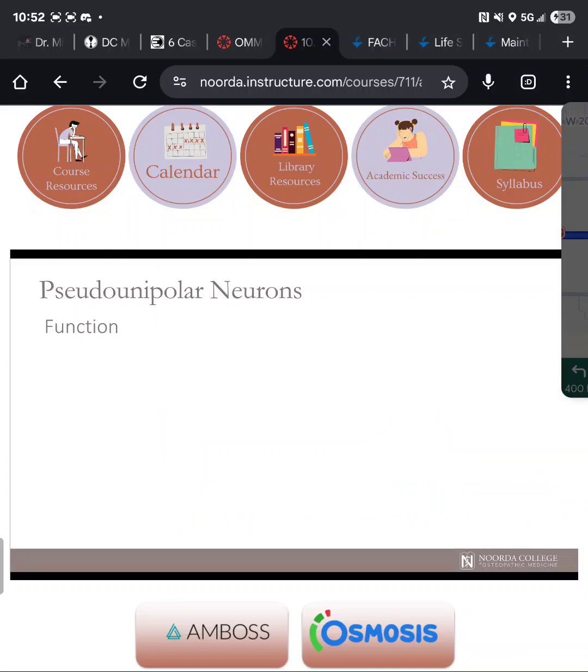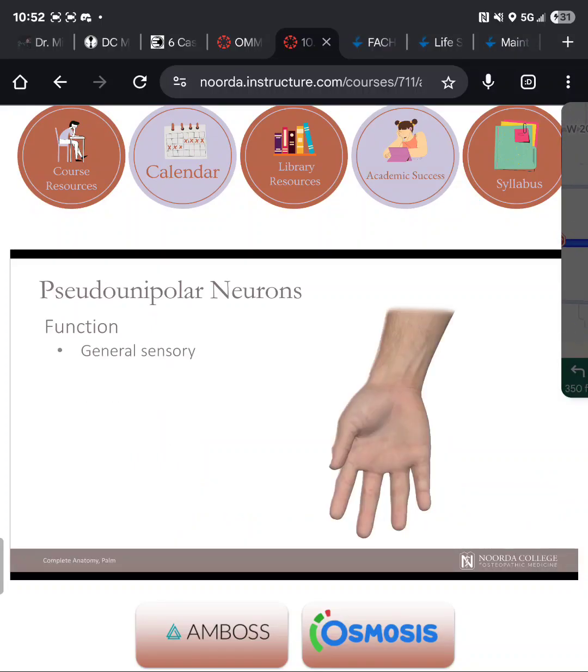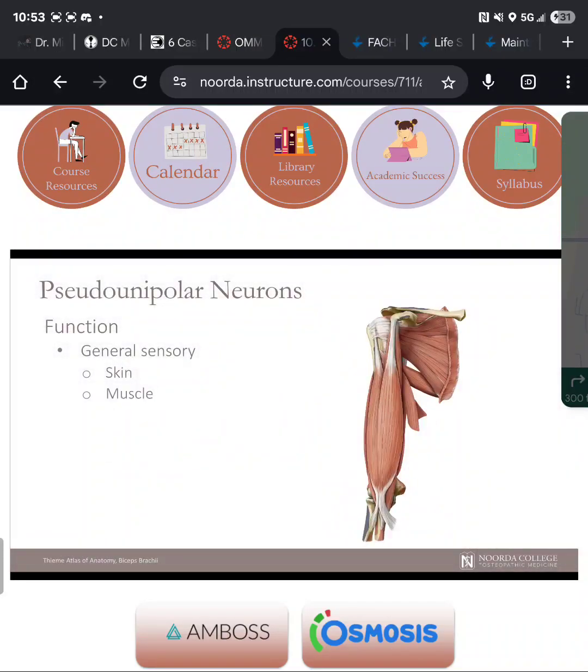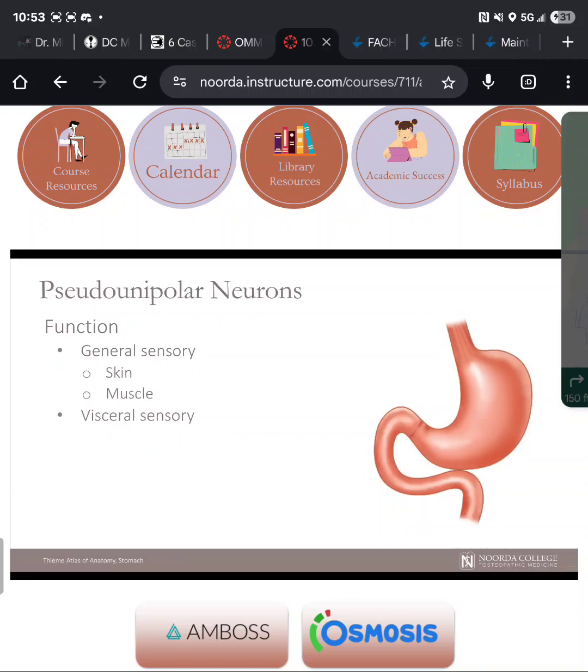Now let's look at the different types of pseudo-unipolar neurons. The first we'll look at are general sensory neurons, and those do sensory to the skin, particularly with pain, temperature, touch, and pressure, as well as sensory to muscles with pain and proprioception. Then the other type are visceral sensory neurons, which do sensation of hollow organs and blood vessels, particularly with pain, as well as subconscious visceral reflex sensations.